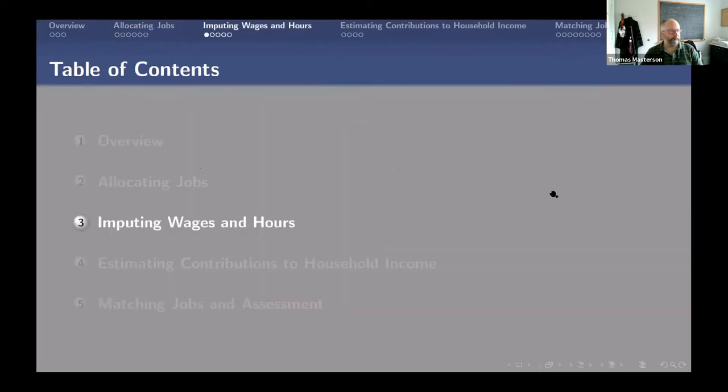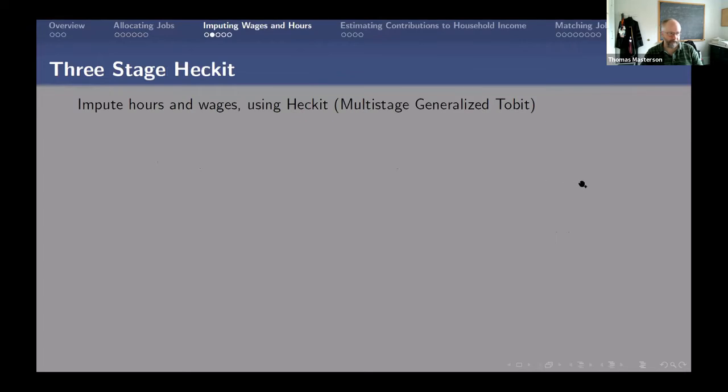Okay, so let's talk about imputing wages and hours. This is a multi-stage generalized Tobit procedure. So the idea is you want to impute wages for people who aren't working. You can't just run a regression of wages on people who are working and then predict using those for the people who aren't working.